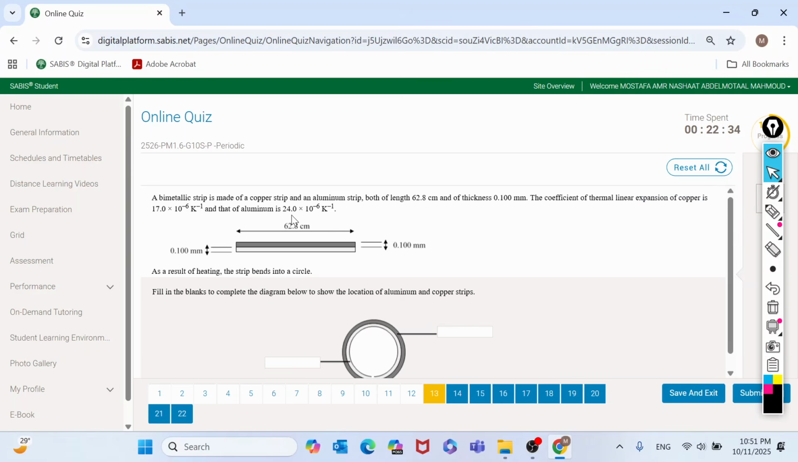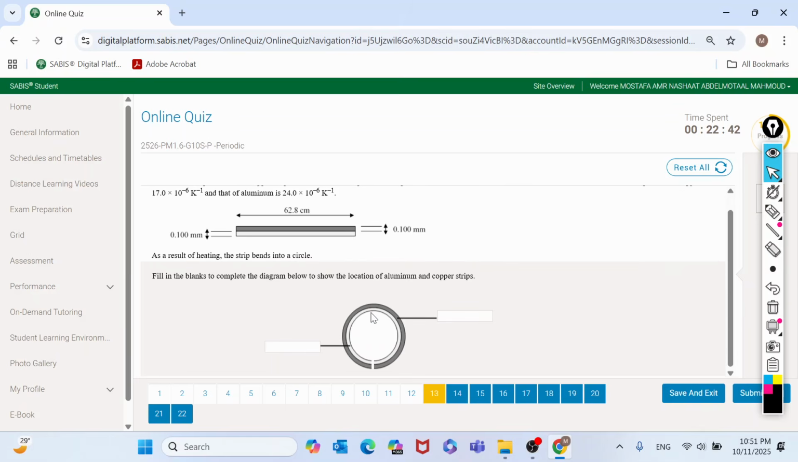So aluminum has a higher coefficient of linear expansion, so it's going to be longer at the end. Now guys, using your brain, common sense, which one is longer, the one outside or the one inside? Obviously, it's the one outside, so the one outside is aluminum, and the one inside is copper.